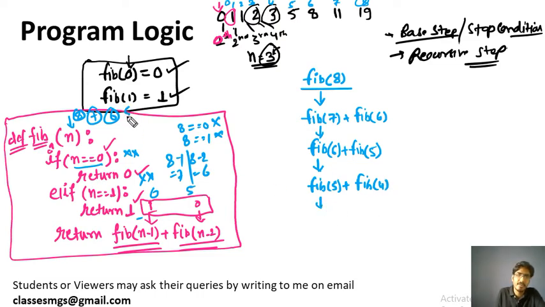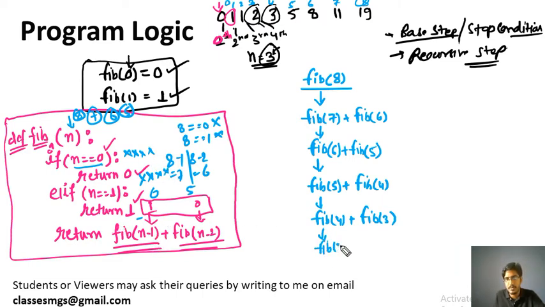Again Fibonacci 5, n equals to 5. This time again the condition will be false, and this will become 4 and 3. So Fibonacci 4 plus Fibonacci 3 will be called like this. Now again what will happen? We are calling Fibonacci 4. This will be false, and now we are calling Fibonacci 3 plus Fibonacci 2. Now again Fibonacci 3. For 4 we have done. For 3, what we will do? This will be false, then what will happen?